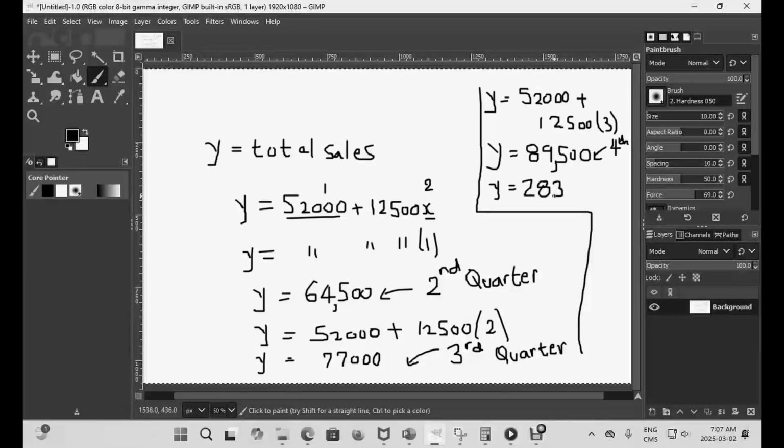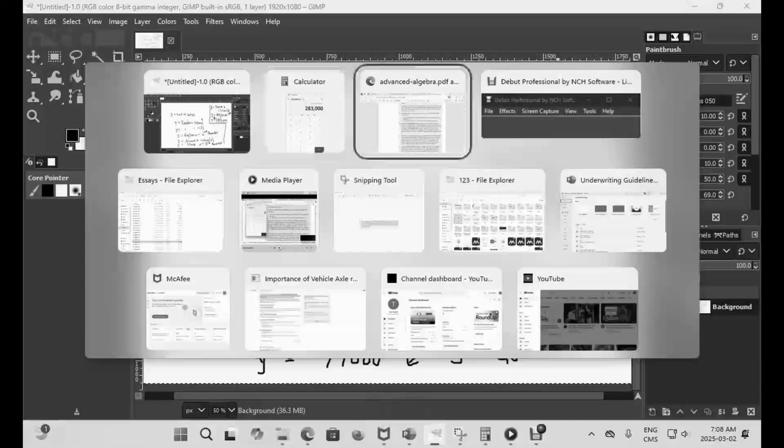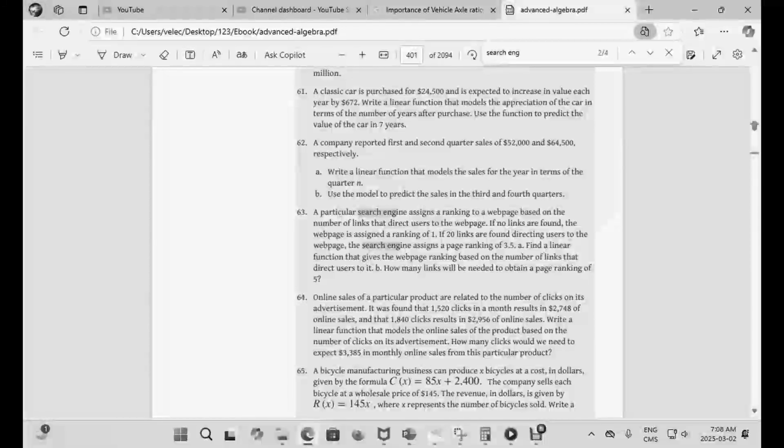Okay, so $283,000. This is your annual gross sales. So this is basically how you solve for question number 62. Applications include but are not limited to stock investment. If you're an investor, you would need to know the financial status of a company, their sales figures for the first, second, third, and fourth quarters, and so on and so forth.